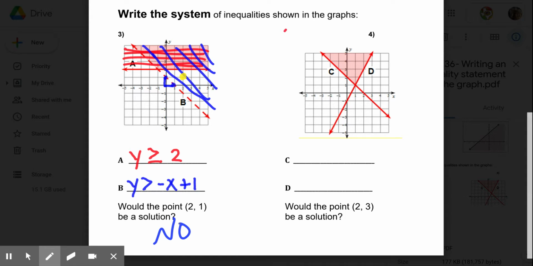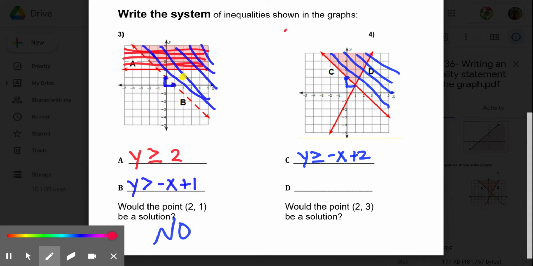So both of these are actually going to be greater than, because this is going to have to be shaded upward in order for that pink area to be overlapping. So let's take a look at line C. It goes through the y-axis at 2. It does have a negative slope, and it's going to go down 1, right 1. So that'll be a negative x, and this will be y is greater than or equal to.